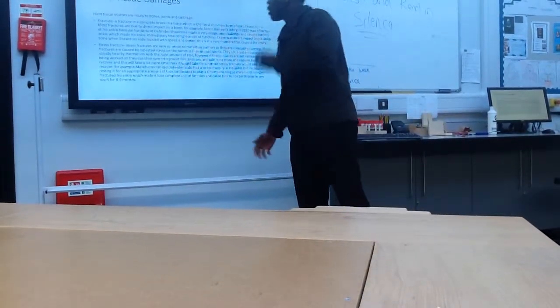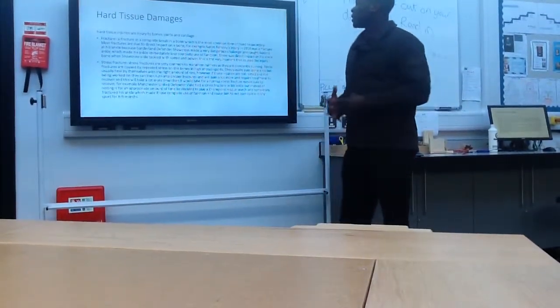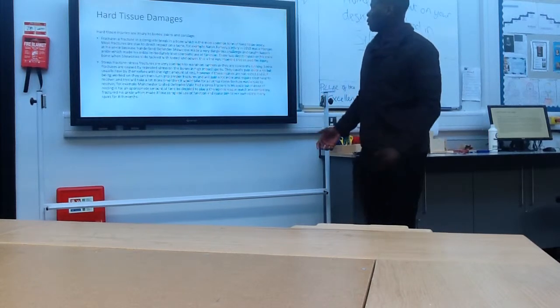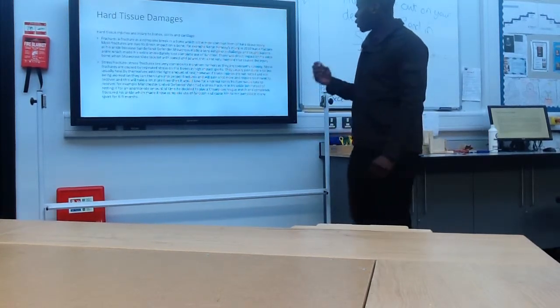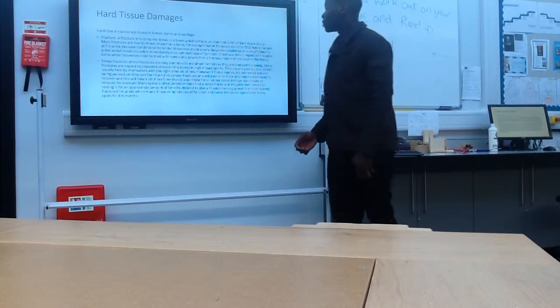Hard tissue damages. Hard tissue injuries are injuries to the bones, joints and cartilage. A fracture is a complete break in a bone, which is the most common form of a hard tissue injury. Most fractures are due to direct impact on the bone.